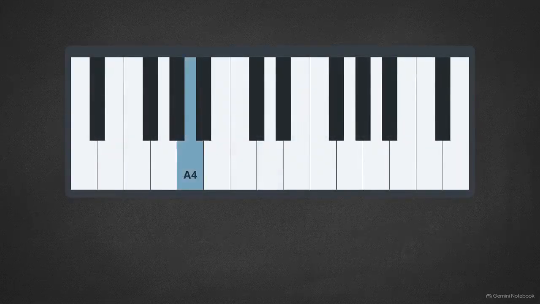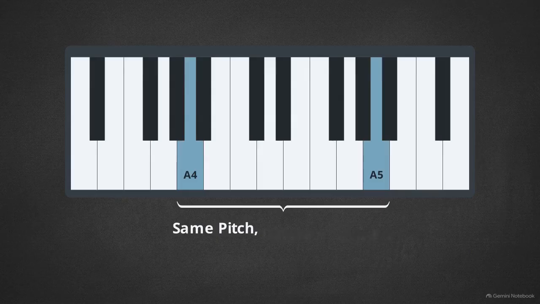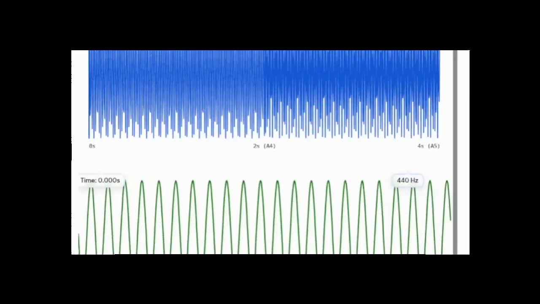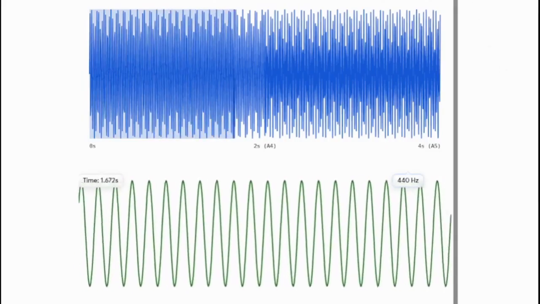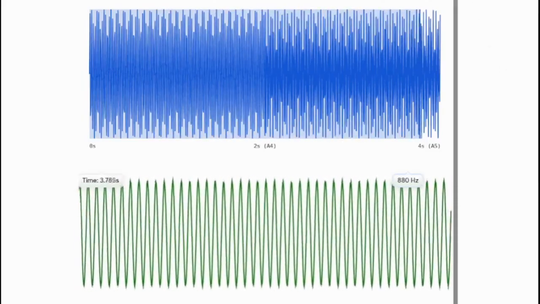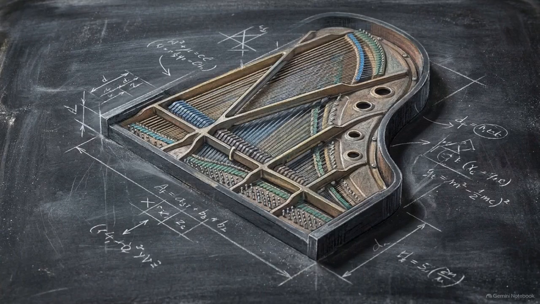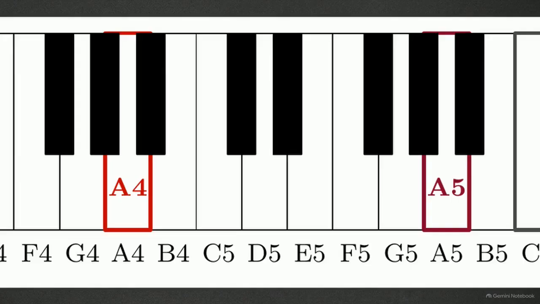When you hear these two notes played back to back, your ear recognizes that they sound like the exact same pitch, just at a different register. Musicians call this relationship an octave, but that auditory connection is actually dictated by a strict mechanical rule in the physical world. Take a look at A4 and A5 on a standard keyboard.